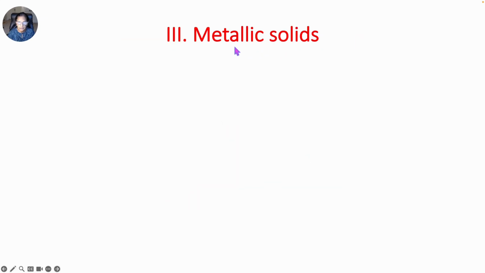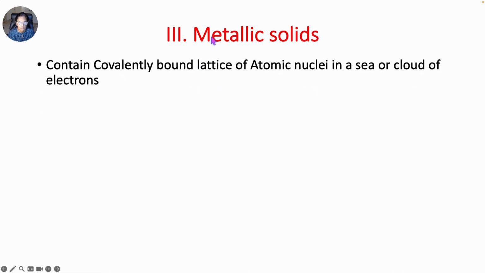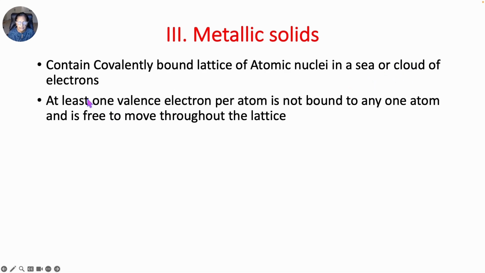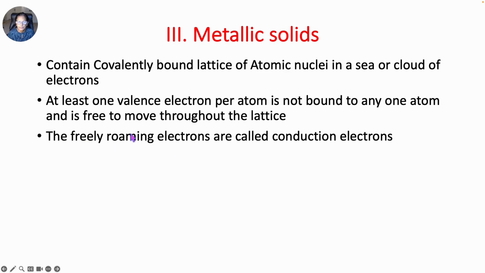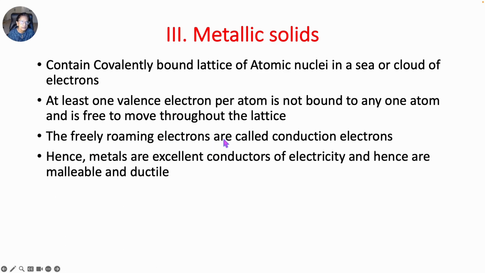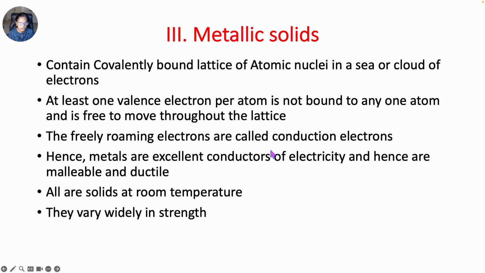Let's see the third category of solids, metallic solids. By the very word, it shows that these are metallic. They contain a lattice of atomic nuclei in a sea of electrons, or a cloud of electrons. At least 1 valence electron per atom is not bound to any one atom and is free to move throughout the lattice. The freely roaming electrons are called conduction electrons. Hence, metals are excellent conductors of electricity and are malleable and ductile. They are all solids at room temperature. They vary very widely in strength. Example, iron, copper and aluminium.